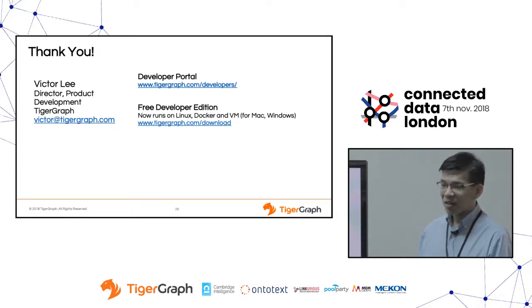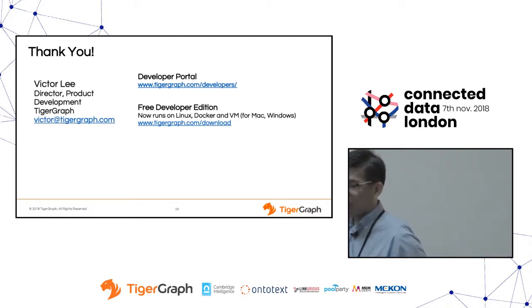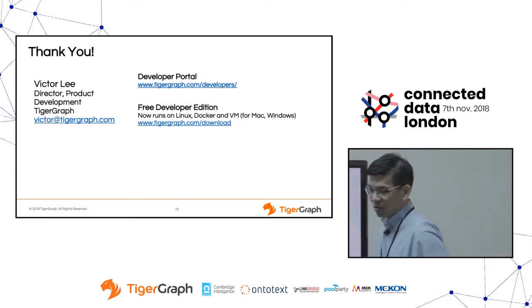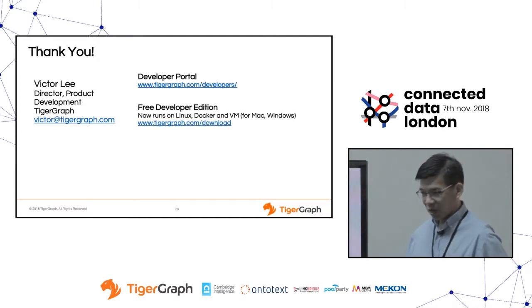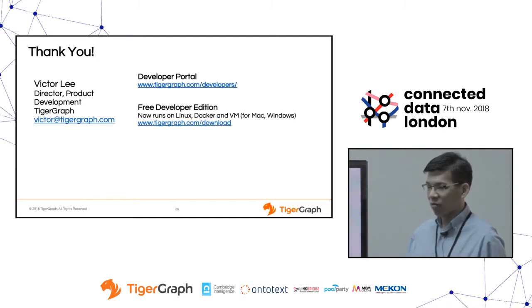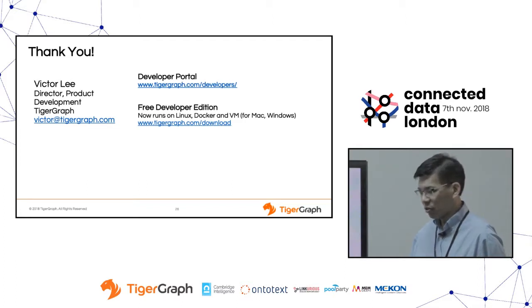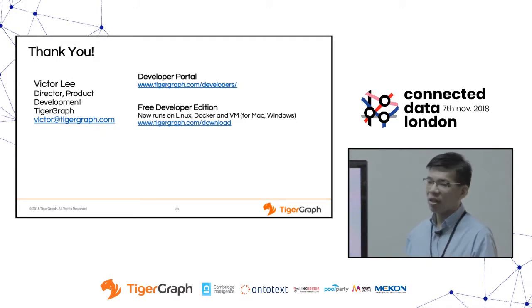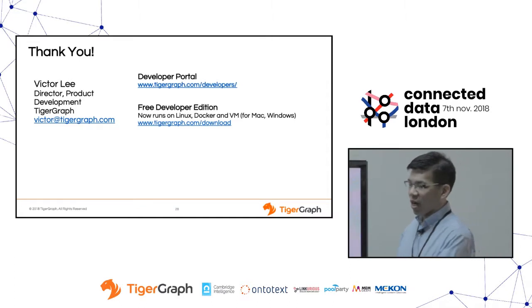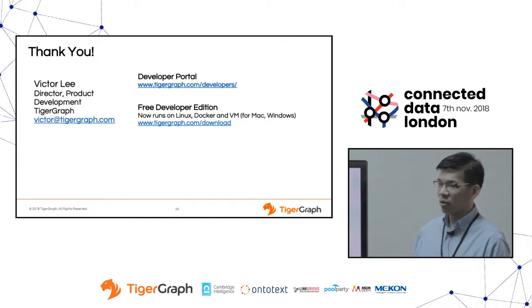Another question? Is that running in something like AWS or Azure? We have machine images available on both AWS and Microsoft Azure. We just introduced Docker images and VM images for our developer edition. We have a free download of the developer edition. Previously you had to install it on a Linux machine. Now using Docker or VM, you can install it on a Mac or Windows PC.